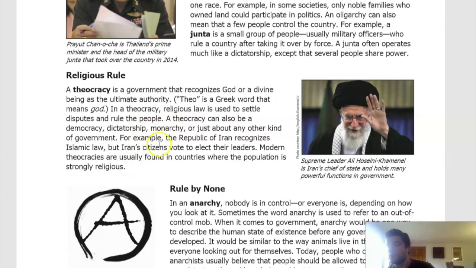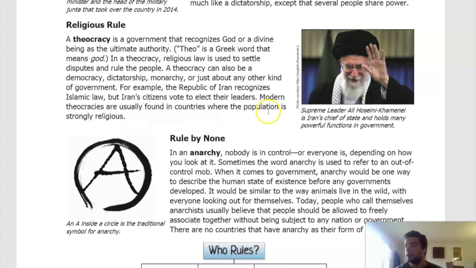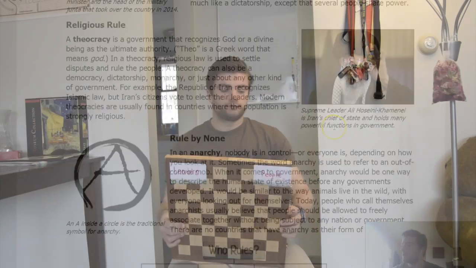A theocracy can also be a democracy, dictatorship, monarchy, or just about any other kind of government. For example, the Republic of Iran recognizes Islamic law, but Iran's citizens vote to elect their leaders. Modern theocracies are usually found in countries where the population is strongly religious. And here's a picture, and it says, Supreme Leader Ali Hosseini Khamenei is Iran's chief of state and holds many powerful functions in government.